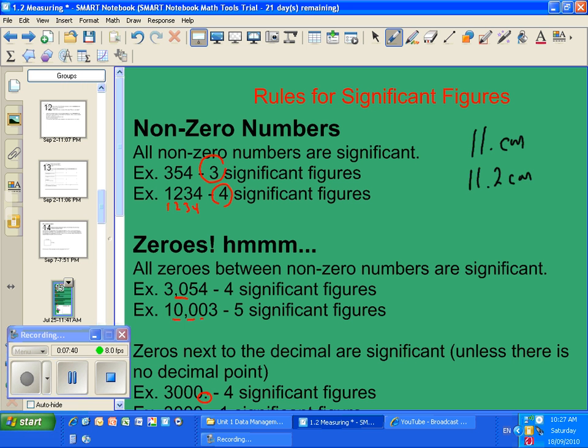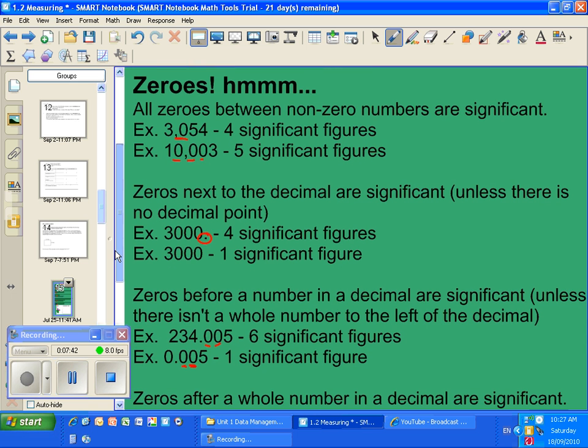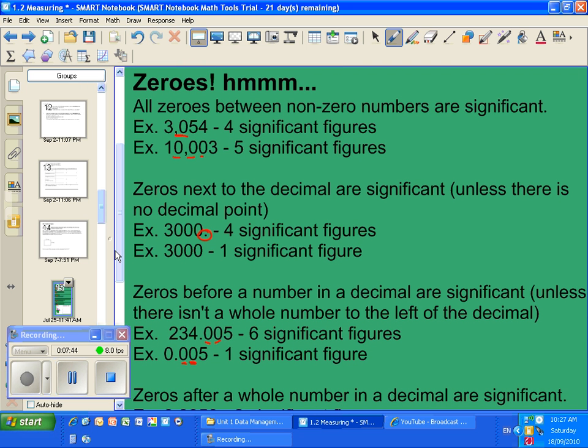It's the zeros that are a little more complicated if we have a 0 in a number. And there's about 5 different rules for you to look at. The only way to learn these is to memorize them. And so you might as well just do that right from the start.